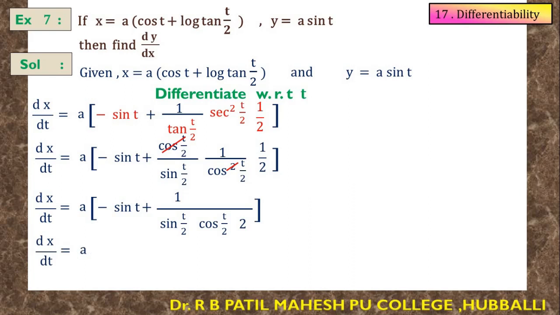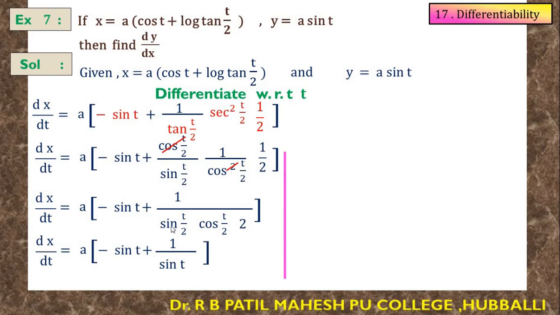So dx upon dt is equal to a into bracket minus sin t plus 1 divided by, now look at this expression, students. In the previous example, you wrote sine theta is equal to 2 sine theta by 2 into cos theta by 2. Now on the right side we have 2 sine t by 2 into cos t by 2. So this product is written as sine t. Reverse it.